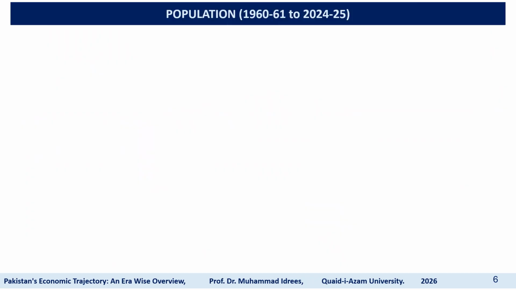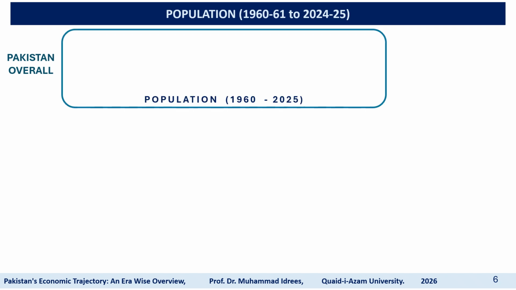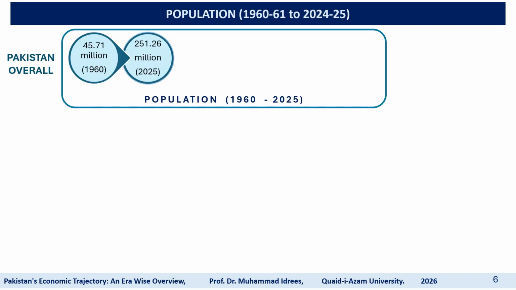Now, after looking at the figures of inflation, we would like to have a look at the population growth rate in Pakistan, overall Pakistan. In 1960, the population of Pakistan was just 45.71 million. It increased to 251.26 million in 2025.